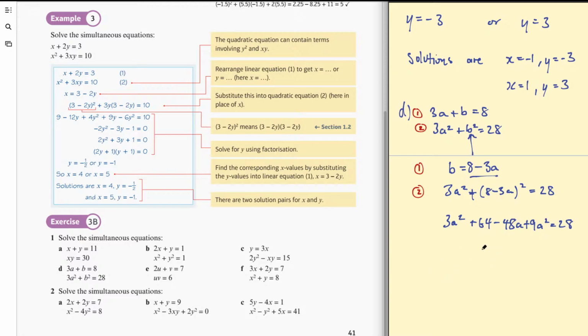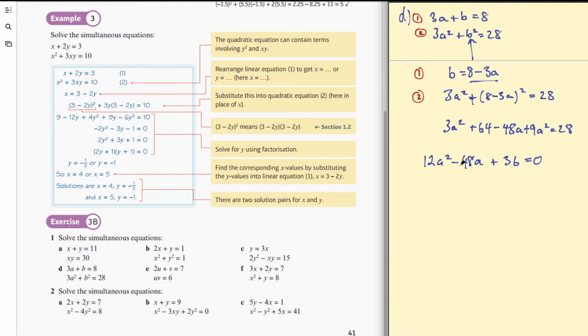Expanding those brackets out and then simplifying, I would get 3a squared plus 9a squared, that's 12a squared, take 48a, and then I have this 64 take 28, so 44 take 8, 36, so plus 36 on the end equals 0. And then we need to solve this quadratic for a.